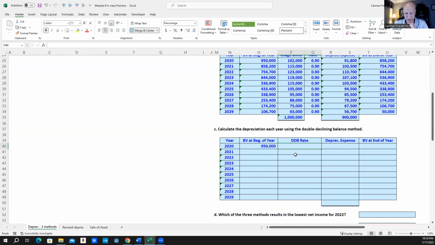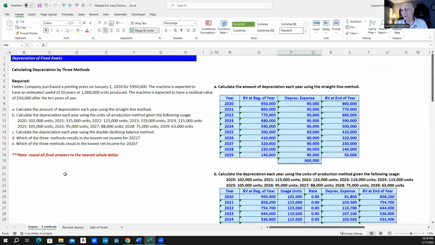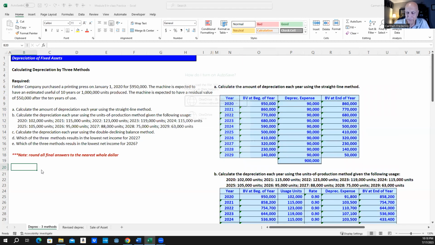First of all, let me explain what double declining balance is. Double declining balance is an accelerated method of depreciation. It takes twice the straight line rate. Okay, twice the straight line rate. So what in the world is the straight line rate? Well, we know this is a 10-year asset, right? Well, 10 goes into 100, how many times?